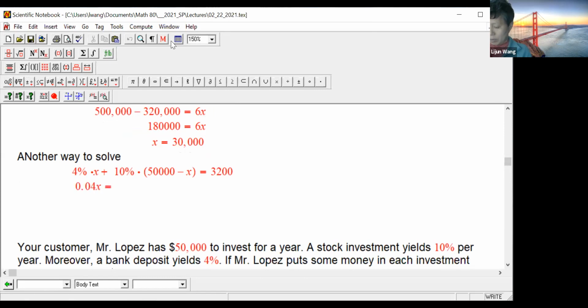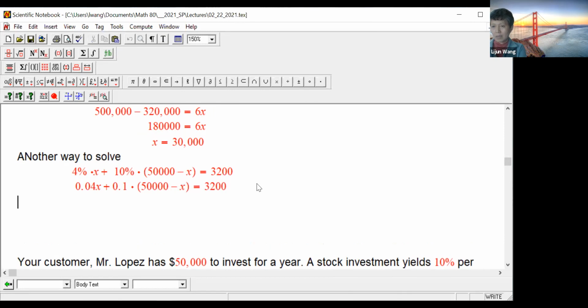For those people who like to use decimals, typically you would do 0.04x plus, 10% is 0.1, multiply the rest, which is 50,000 minus x, equals 3,200. So this is a multiplication, and then you distribute. So you're going to have 0.04x. Are you doing it along with me? This might be your favorite way to do it.